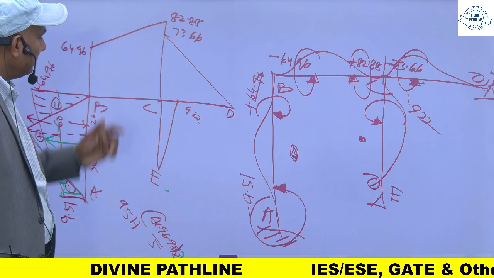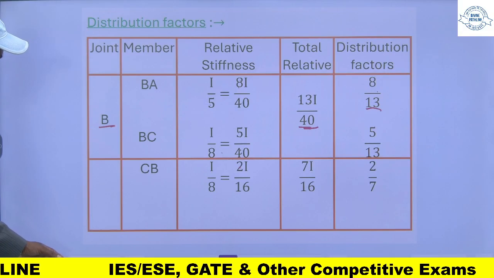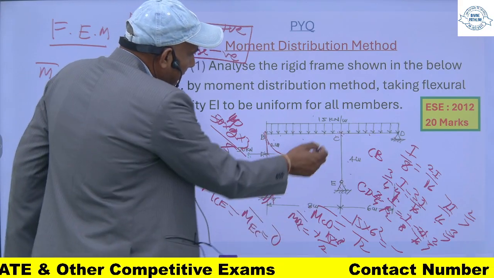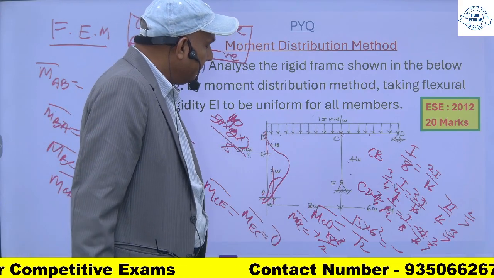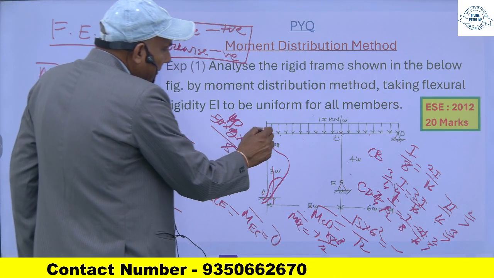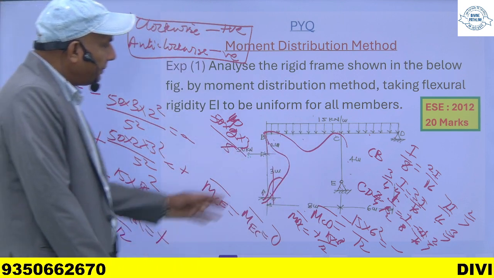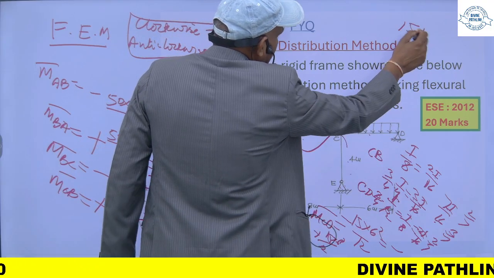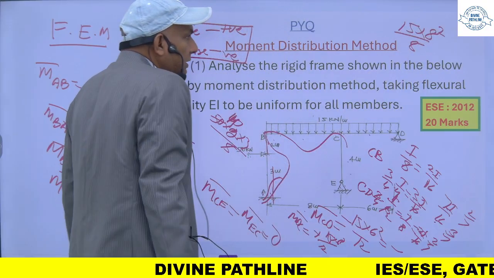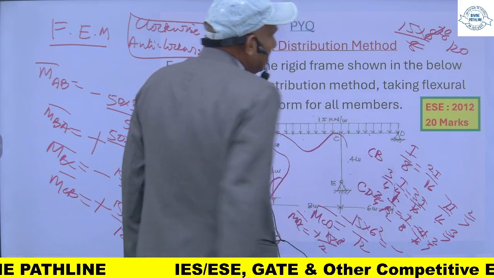Similarly for this member, there is a load of 15 kilonewton per meter. The load is acting and the length is 8. This is 6 here. So this moment will be sagging and value will be WL square by 8. WL square by 8 means 15 into L is 8 here by 8. This is the formula for simply supported beam, WL square by 8. So it will be 120.